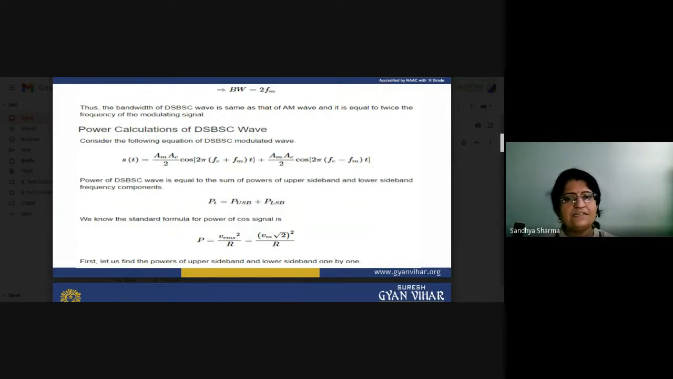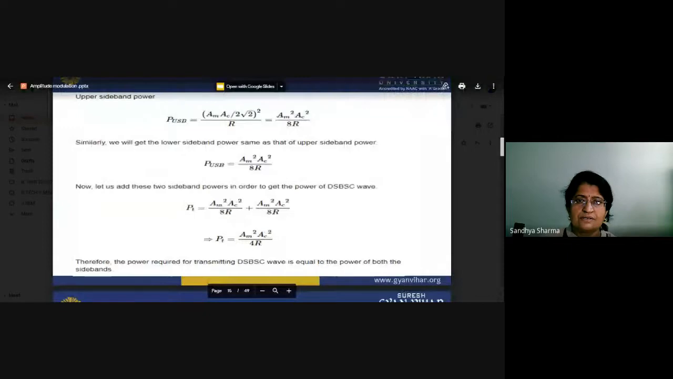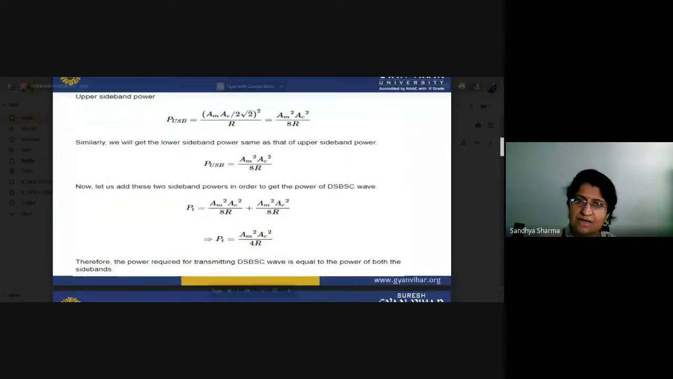Total transmitted power PT is equal to the power consumed in the upper sideband plus the power consumed in the lower sideband. So that is equal to, and power P is equal to V RMS squared by 2. So what is the RMS value of V? That is equal to Vm by root 2. So according to that, we can calculate the power. That is equal to Am squared Ac squared divided by 8R. So that is the final power in the upper sideband.